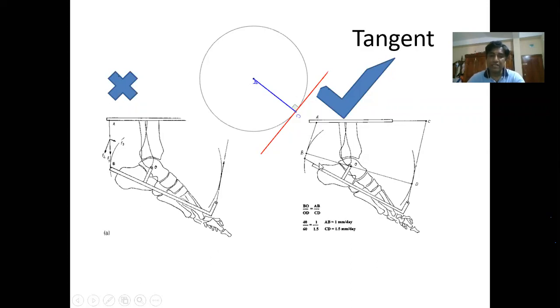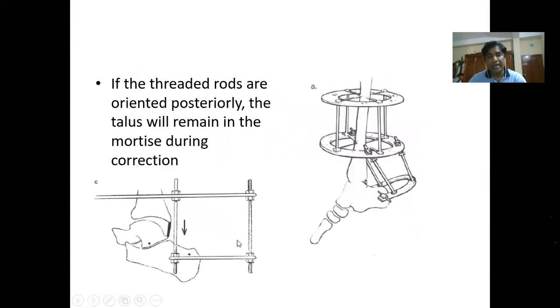If it crosses the circle, like this picture that I labeled with a cross, then what will happen? You see that there is a distraction force F. This F will dislocate the talus. And this is the practical representation of how the talus gets dislocated if you do not consider this tangent during your distractor placement. If it goes just as a straight distraction, then there is anterior talar subluxation. You should put the distractor in an oblique manner.